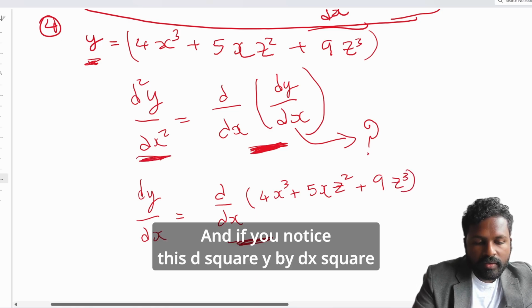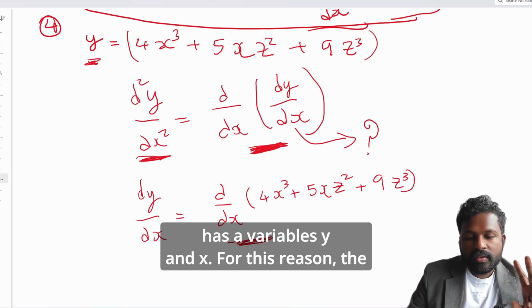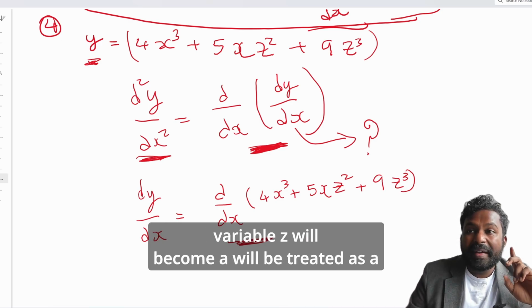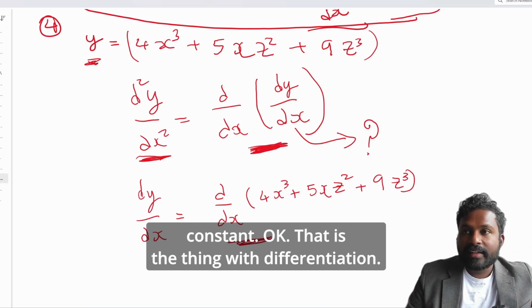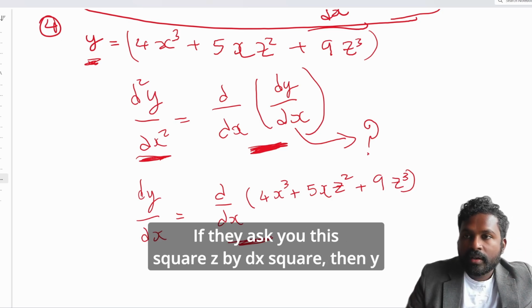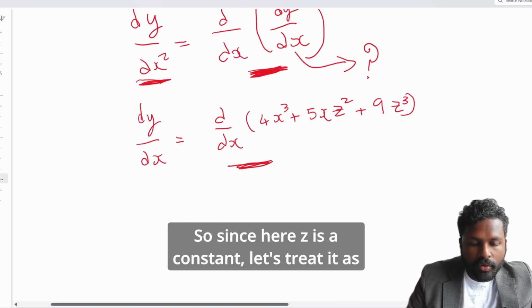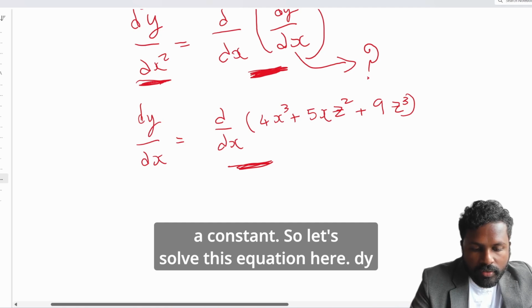And if you notice, d square y by dx square has the variables y and x. For this reason, the variable z will be treated as a constant. That is the thing with differentiation. If they ask you d square z by dx square, then y will become a constant. So understand that, guys. Since here z is a constant, let's treat it as a constant and solve this equation.